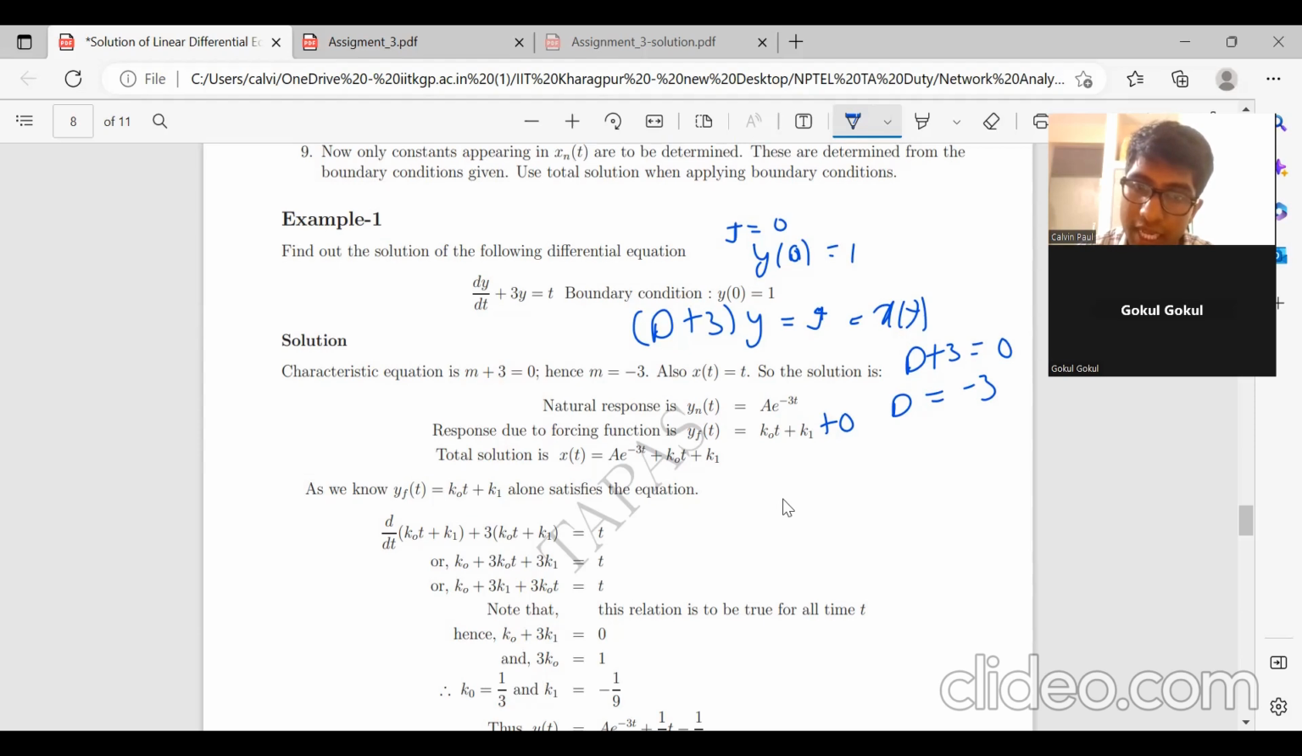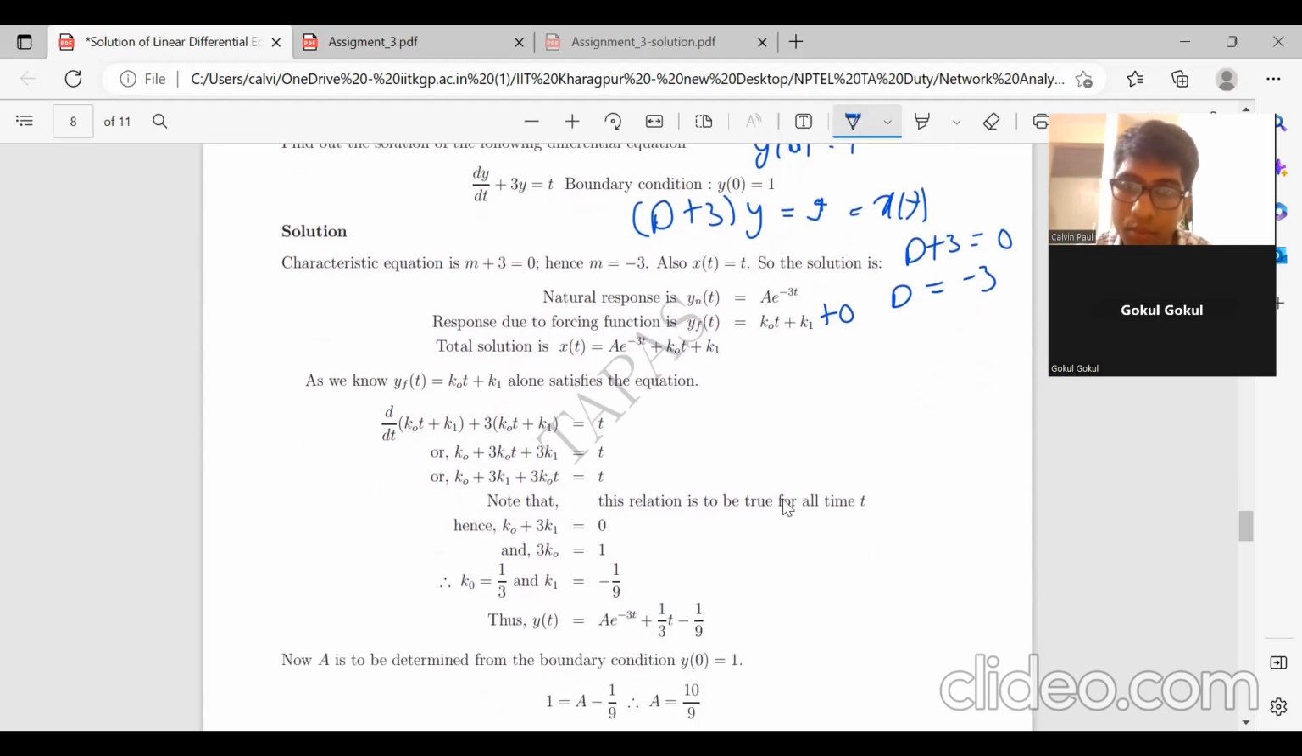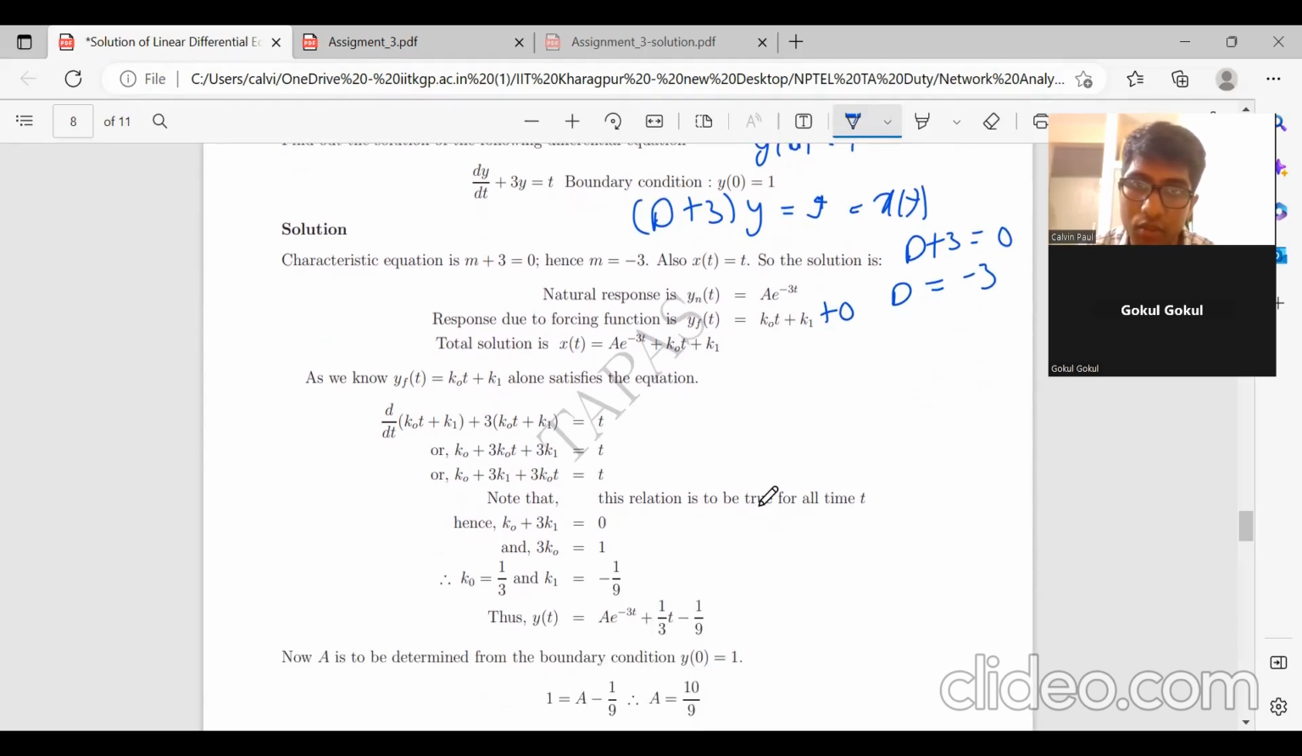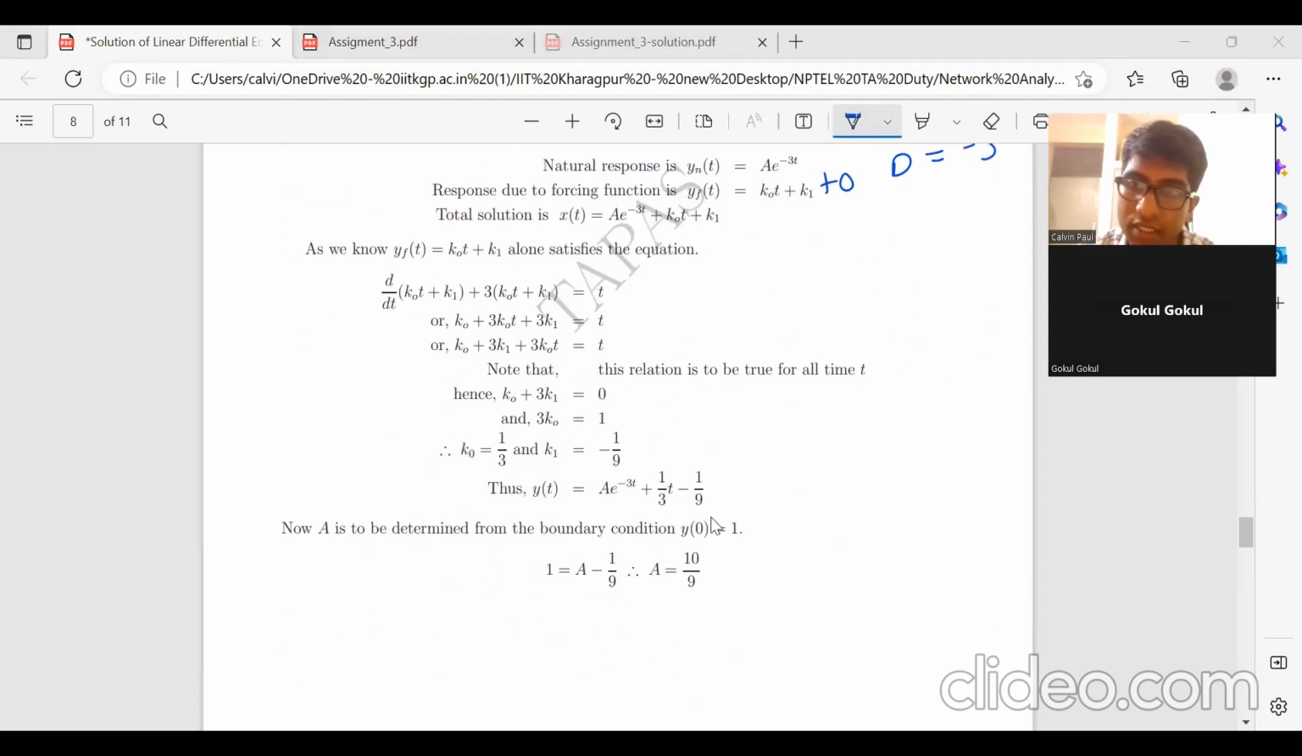Now when we take left hand side equal to right hand side, equating the coefficients, we get k0 plus 3k1 equal to 0 and 3k0 equal to 1. That's why we get k0 is 1 by 3 and k1 equal to minus 1 by 9, and then we write it in terms of this. Now we want to find out a from the boundary condition y of 0 equal to 1.